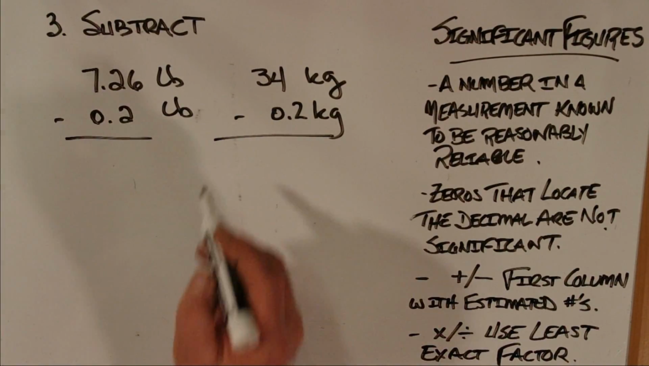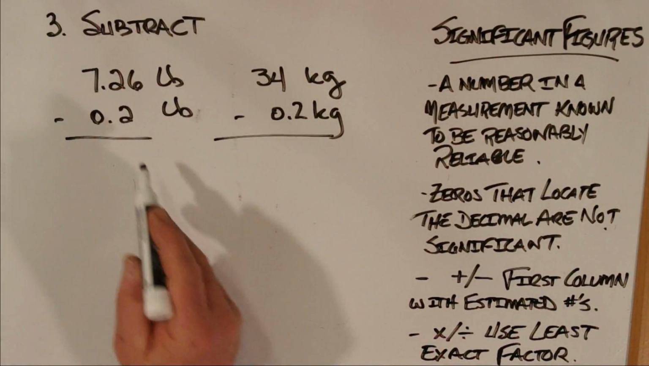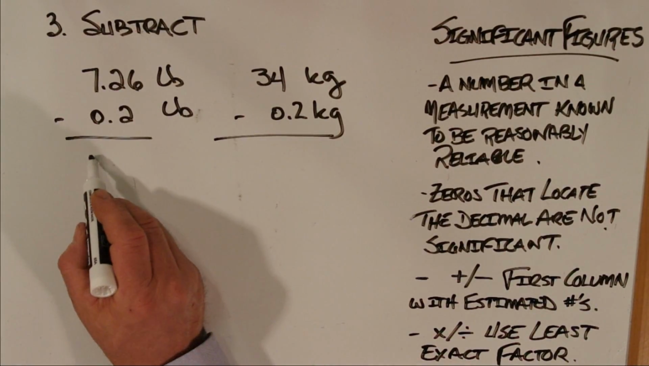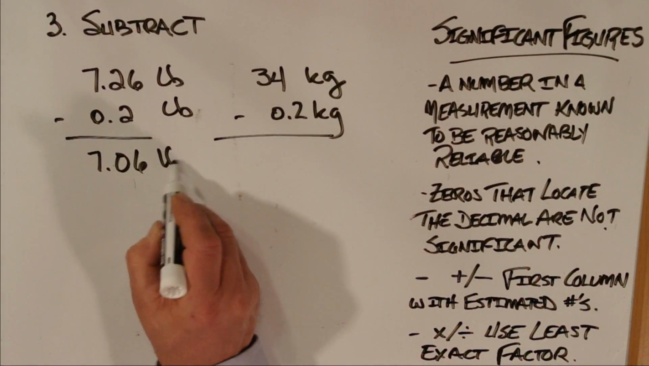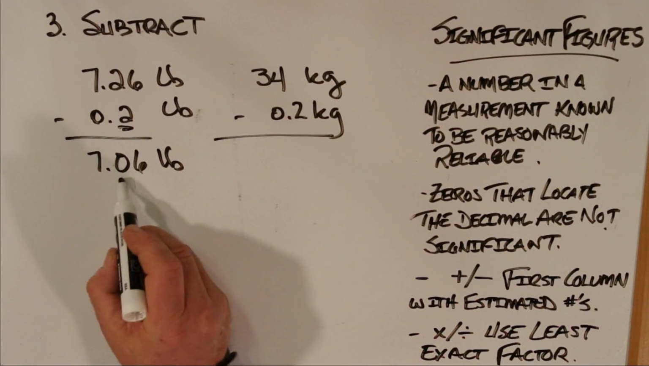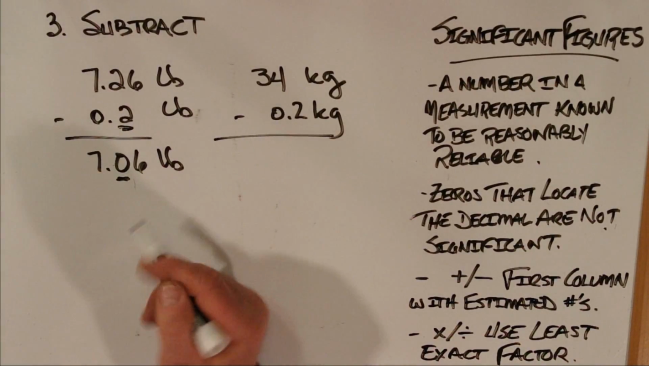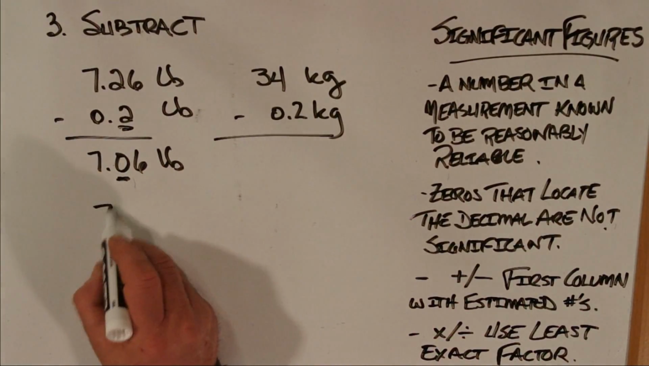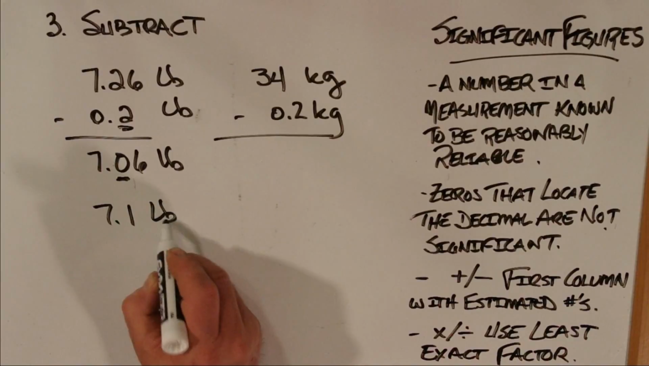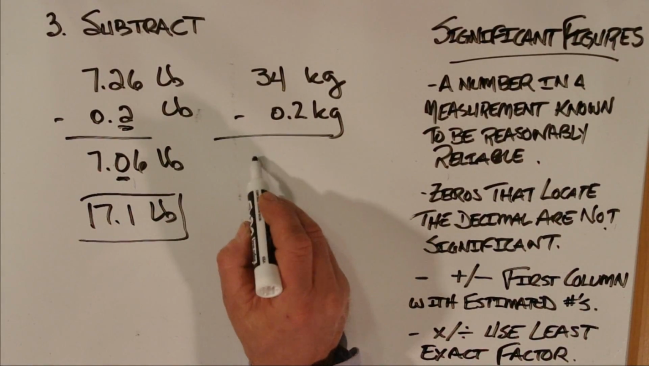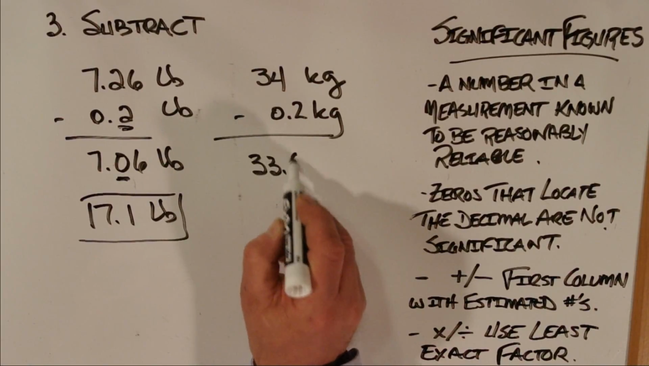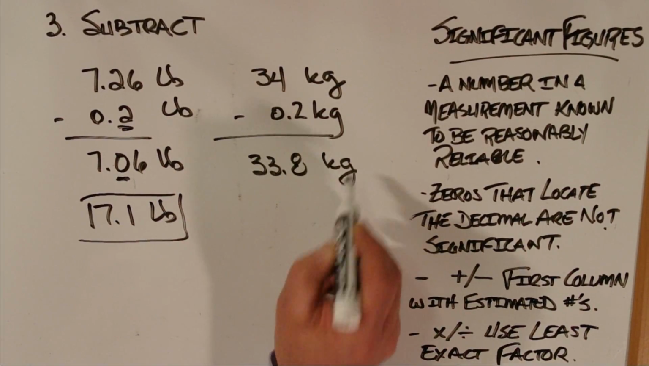Our third problem, we're asked to subtract two numbers. The first one, 7.06 pounds. The tenths place is where our significant figure is. The number to the right being greater than 5 means we'll increase the 0 to 1 and report 7.1 pounds. The next problem, 34 minus 0.2 kilograms, we get 33.8 kilograms.